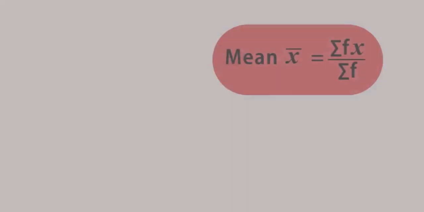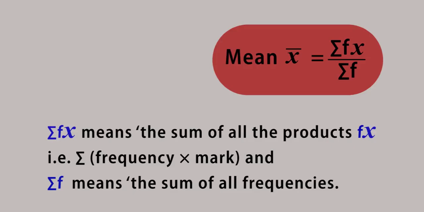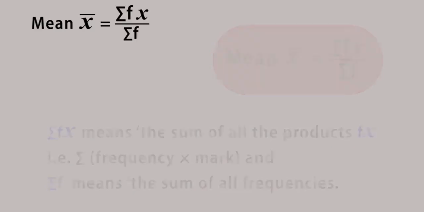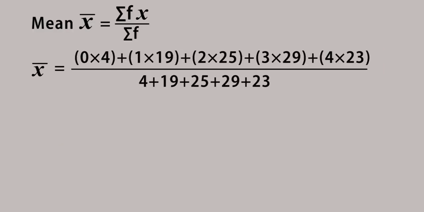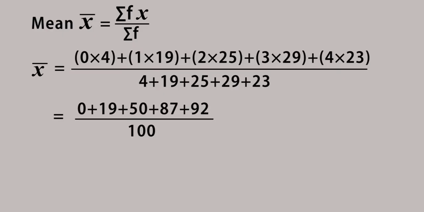We shall therefore use the formula sigma fx over sigma f, where sigma fx is the sum of all the products. So that gives us 0 times 4 plus 1 times 19 plus 2 times 25 plus 3 times 29 plus 4 times 23, all over 4 plus 19 plus 25 plus 29 plus 23. So this gives us 0 plus 19 plus 50 plus 87 plus 92 all over 100.